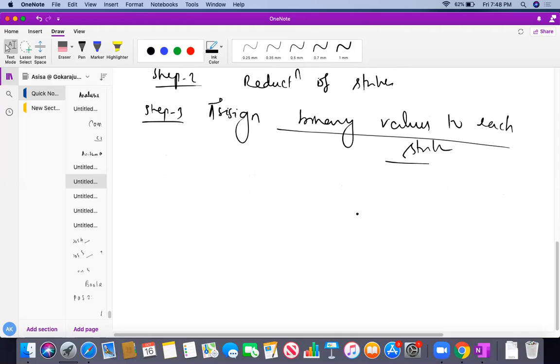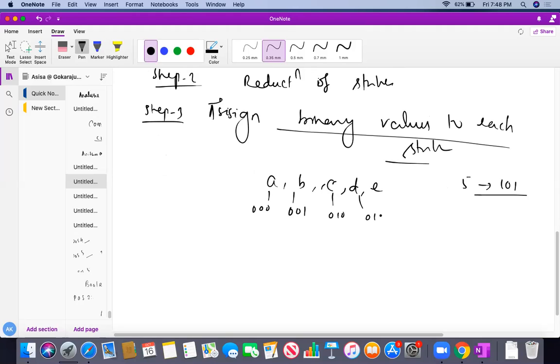Let's say there are mainly 5 states like A, B, C, D, E. In order to represent these 5 states, we need 3 bits. A will be 0 0 0, B will be 0 0 1, C will be 0 1 0, D will be 0 1 1, and next 1 0 0. Like this, we have to assign. These are the 5 states you have to assign.